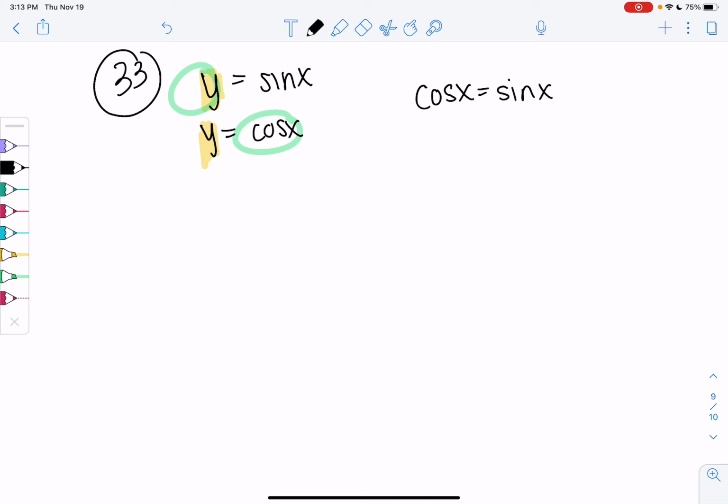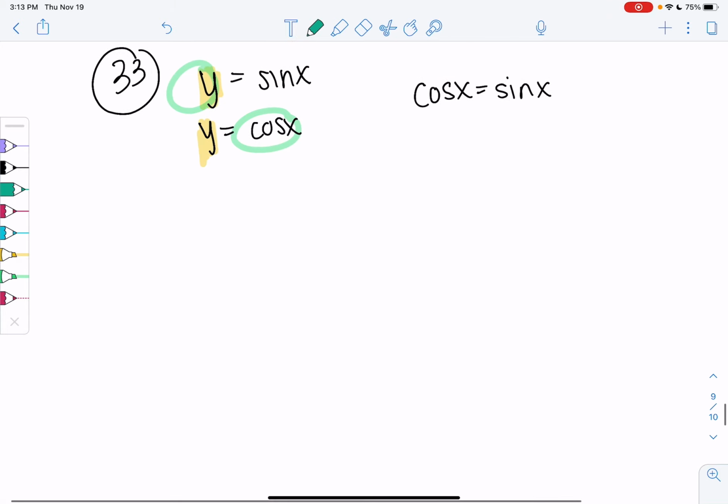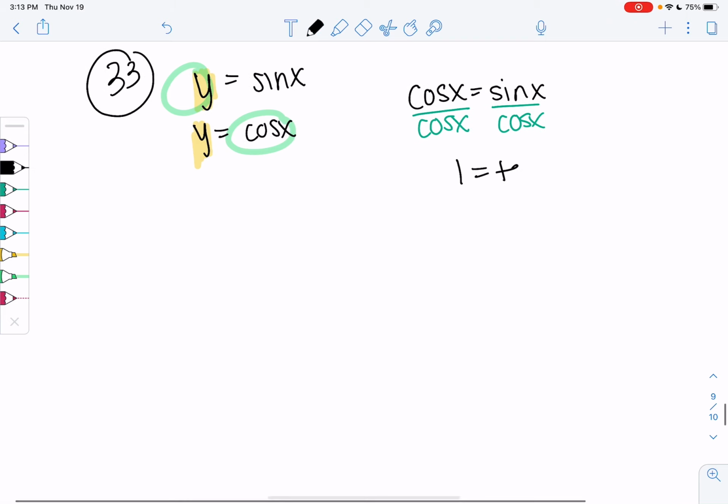I think if I divide by cosine, that would be tangent. Right, sine over cosine is tangent, and we could find when tangent equals 1. So we're going to go to our unit circle.